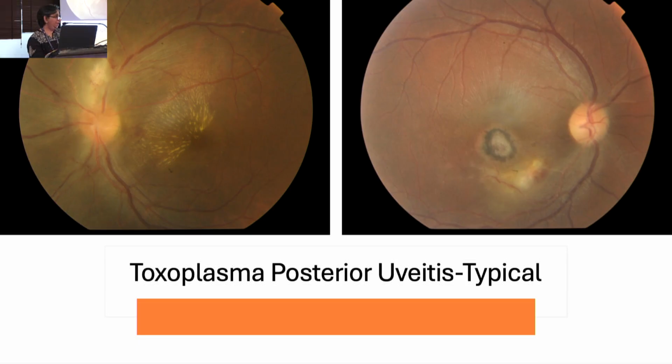I think the infectious posterior uveitis has already been extensively covered.